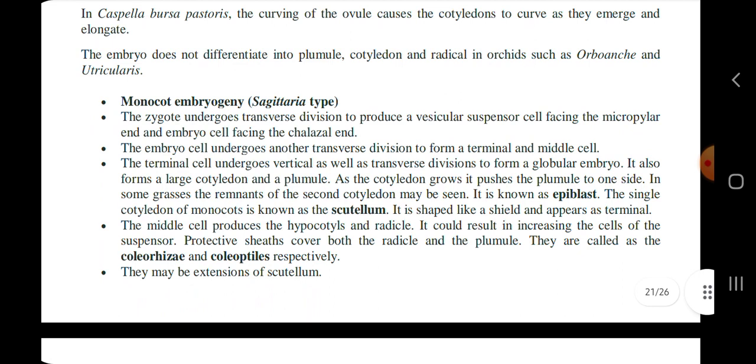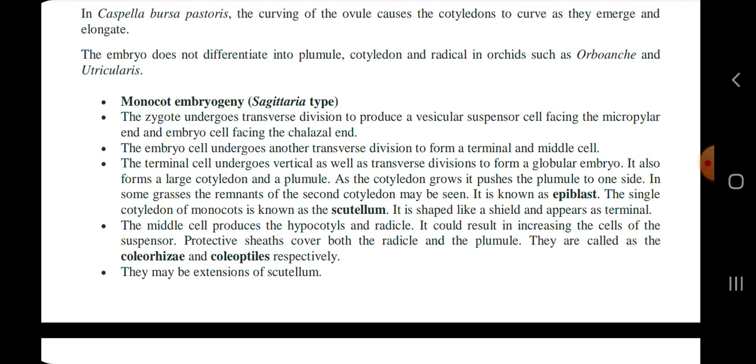The zygote undergoes transverse division to produce a basal suspensor cell facing the micropyle end and the embryo cell facing the chalazal end. The embryo cell undergoes another transverse division to form a terminal and a middle cell. The terminal cell undergoes vertical as well as transverse division to form a globular embryo. फिर ये form a large cotyledon and a plumule. सबसे मेन बात, डाइकॉट में एक cotyledon नहीं होता है, मोनोकॉट में होता है.